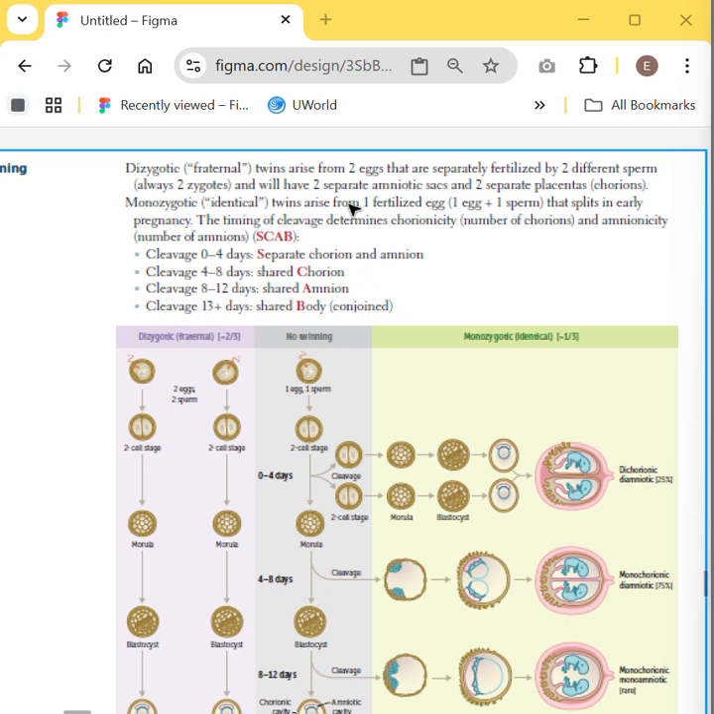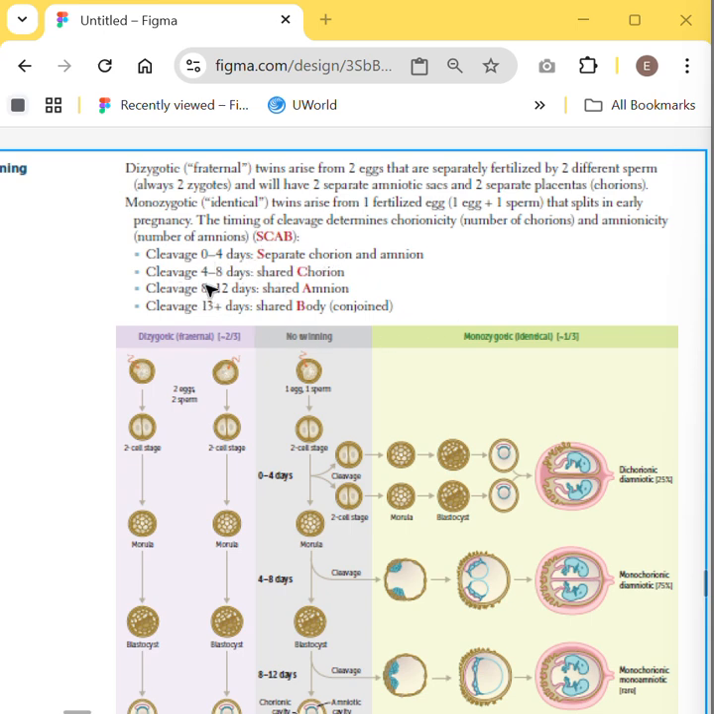Monozygotic identical twins arise from one fertilized egg, one egg and one sperm, that splits in early pregnancy. The timing of cleavage determines chorionicity, which is basically the number of chorions, and amnionicity, which is basically the number of amnions. So there's a cleavage which happens in 0 to 4 days, that's a separate chorion and amnion.